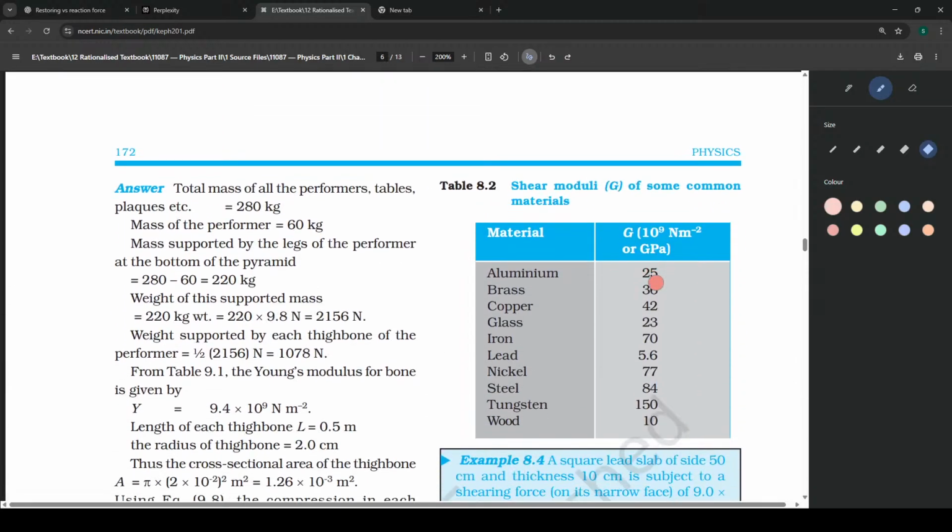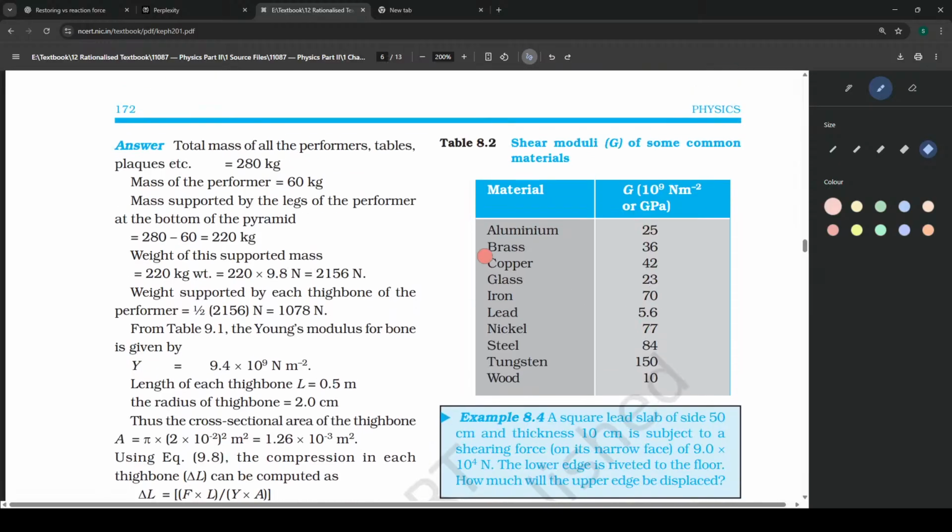Okay, let's see the answer. Total mass of all the performers, tables, plates, etc. is 280 kg, and the mass of the performer is 60 kg.